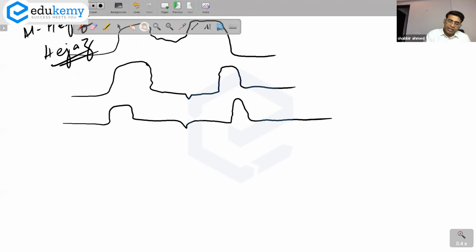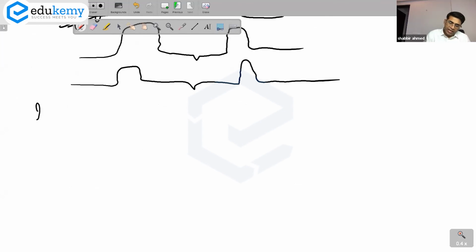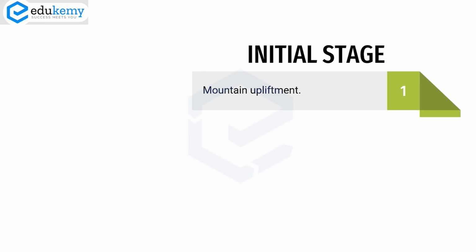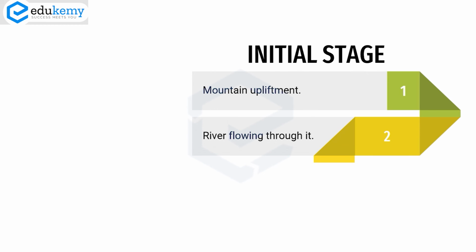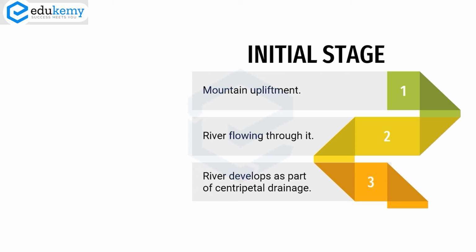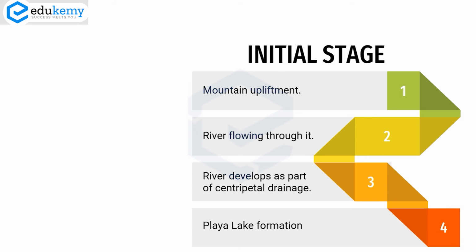And then there are stages. There is an initial stage. In the initial stage, there is a mountain upliftment. There is a river flowing through it. Slowly, gradually, the river starts developing as a part of a centripetal drainage. Then what happens is there is a playa lake formation. So these four events are part of the initial landscape.